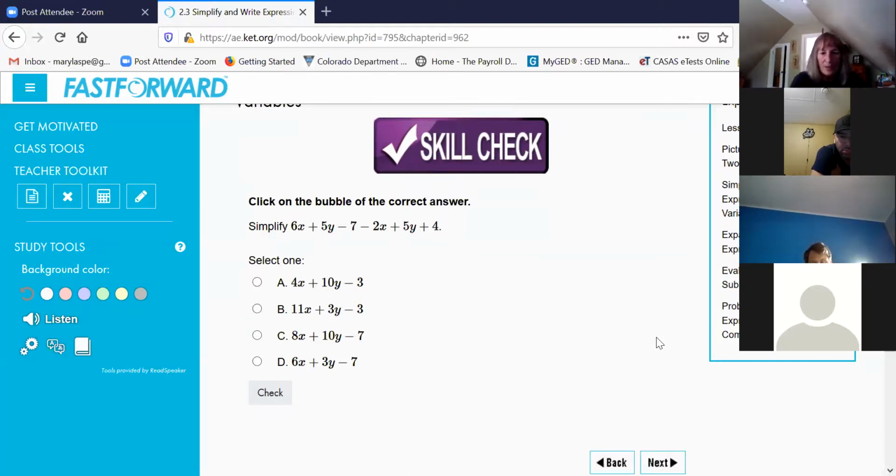So, we can combine the 6x with the subtract 2x and come out with 4x's. A is the only one that has that first term correct. Let's see if the rest are correct. I see 5y's plus 5 more y's, 10y's. And I see -7 and positive -3.